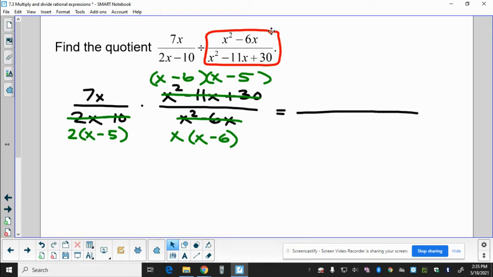All right, does anything cancel? Let's see here. Well, this x and this x cancel. x minus 6 and that x minus 6. Wow, look at all this stuff that cancels out. x minus 5. So in the numerator, we have a 7. Denominator, a 2. 7 halves. It's a pretty big fraction. 7 halves is the answer.